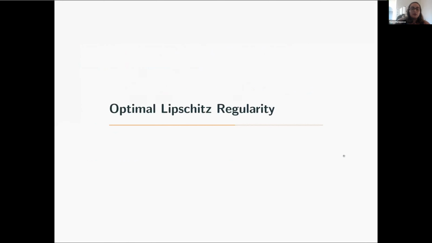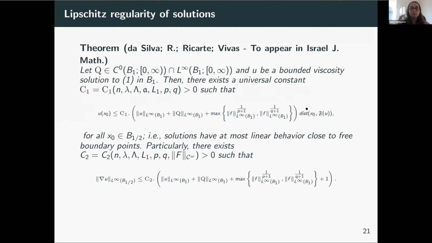So our first result is the optimal Lipschitz regularity. This means that for q continuous and bounded, and u a bounded viscosity solution, there exists a universal constant C1 such that u is bounded by this condition. This means that solutions have at most linear behavior close to the free boundary points. And in particular, there exists C2 such that the gradient of u is bounded by this.